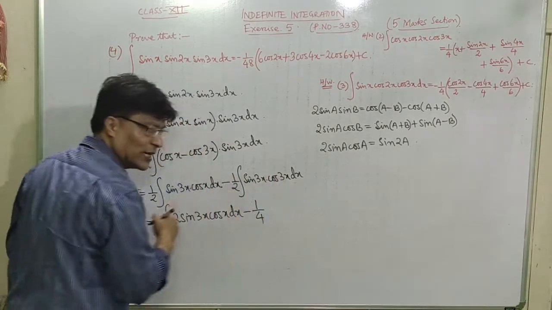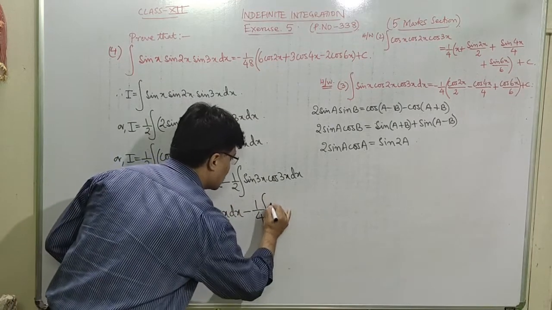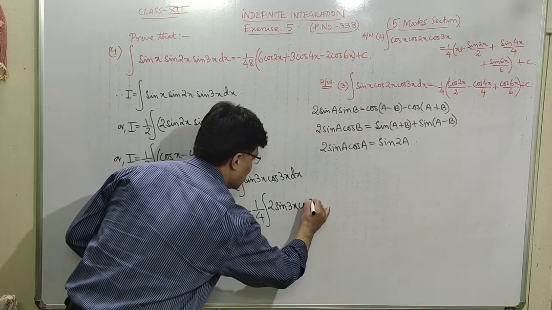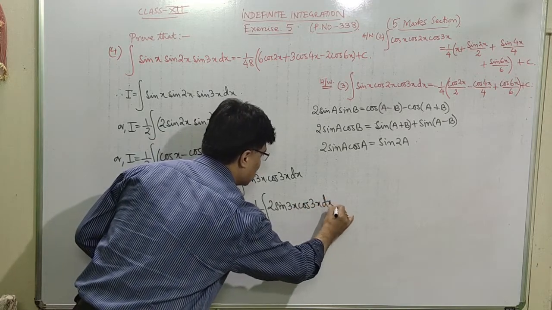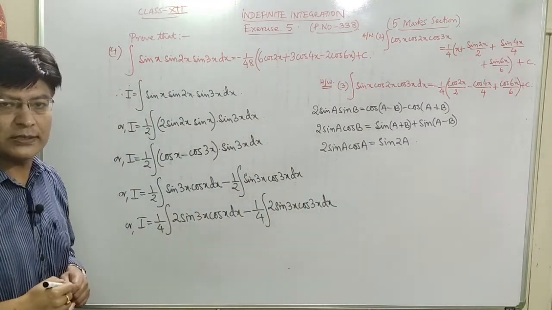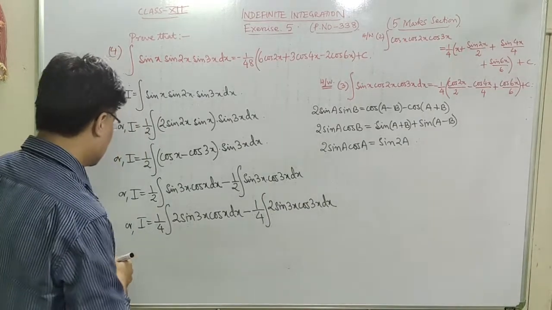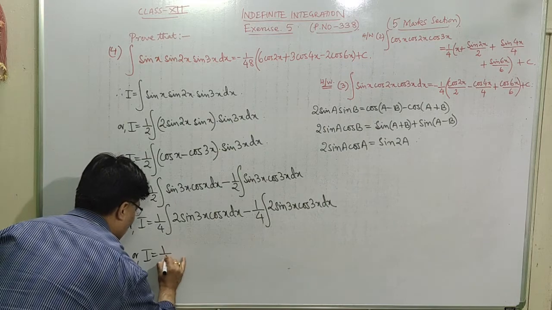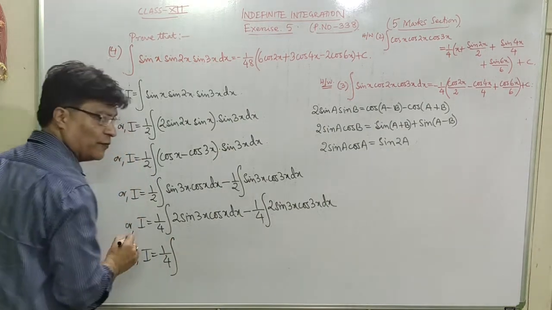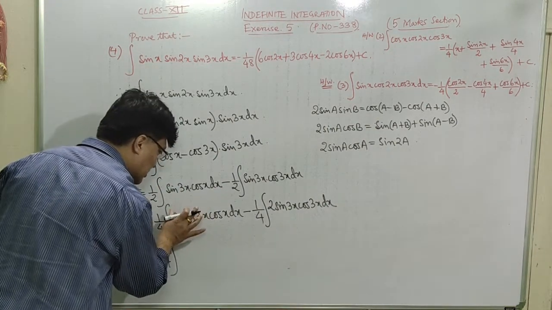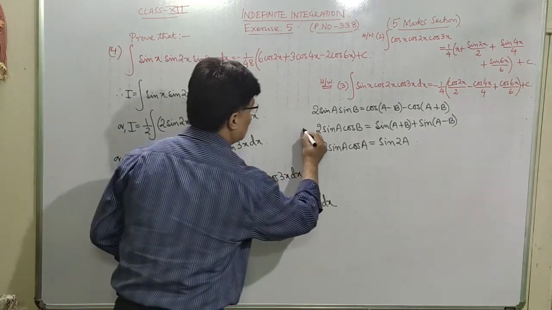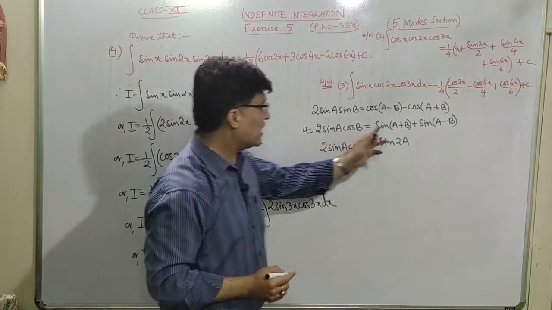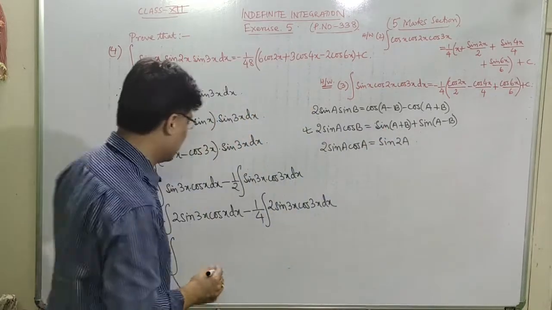This is in the form 2 sin A cos A, integration of 2 sin 3x cos 3x dx. Is that clear? So next, I is equal to 1/4 integration of, let us use the formula here. This is 2 sin A cos B, so this formula must be used. That is 2 sin A cos B, right? That is sin of A plus B plus sin of A minus B.